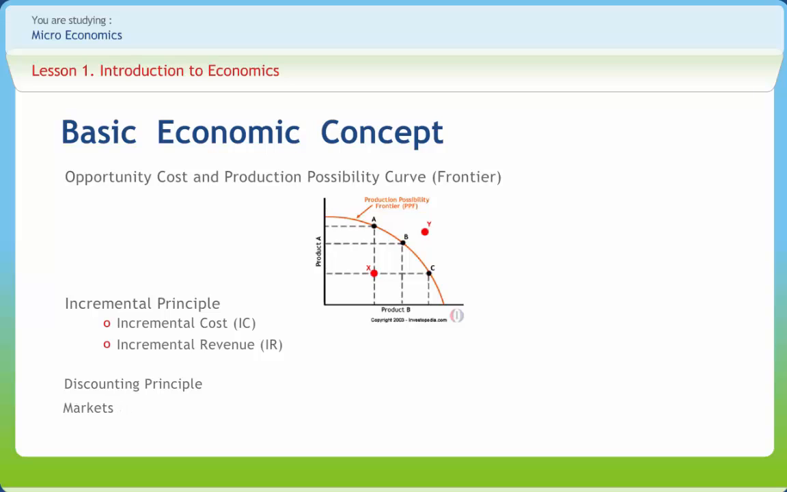Markets. Market may be defined as a place where buyers and sellers interact. Thus, it can be said that the main function of the market is to bring the buyers and sellers into contact with each other. Economic goods. Economic goods have the following characteristics: utility, scarcity, transferability.